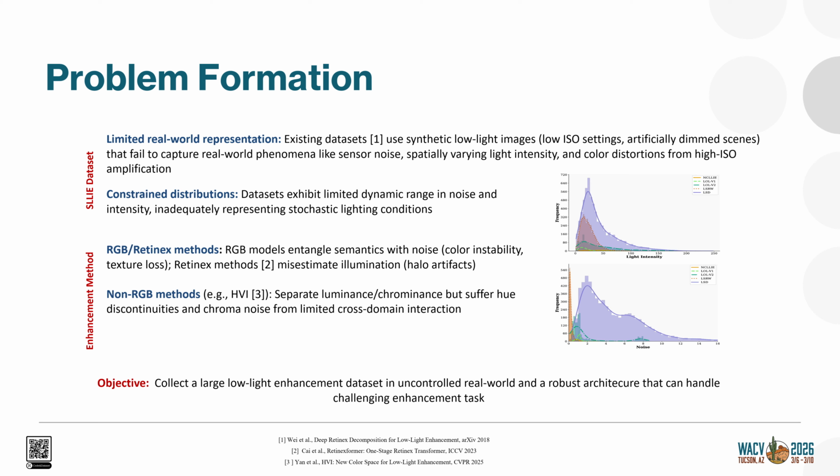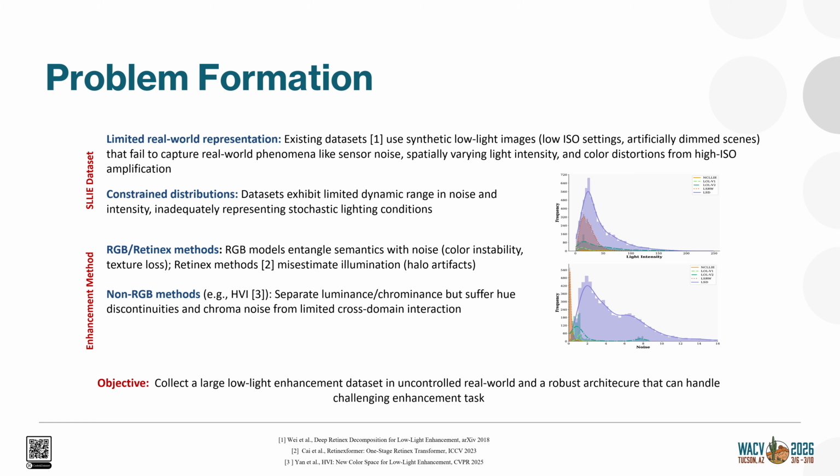Before introducing our solution, we identified two critical bottlenecks, data and architecture. First, the data. Existing datasets rely on synthetic dimming using low ISO settings. As the histogram on the right shows, they completely miss the complex sensor noise and dynamic range of real high ISO photography. Second, the methods.